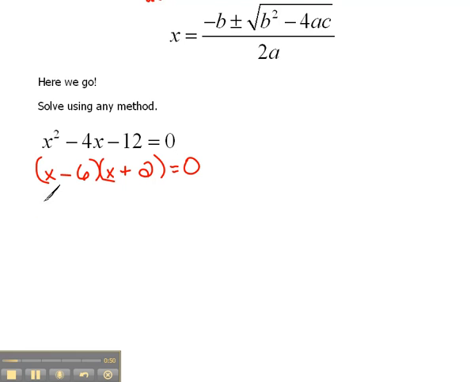Once we have it factored, then we could use that zero product property that says if two things multiply together to get 0, then one or both of them have to be 0. So either x is 6 or x is negative 2. So we have our two answers here for this problem. So we know what the answer should be.